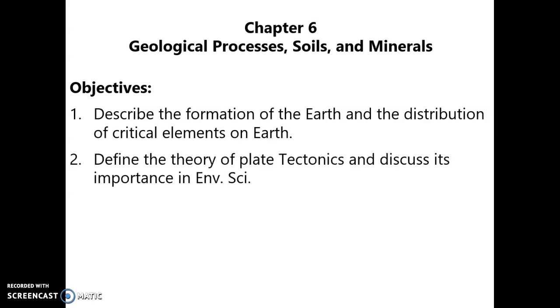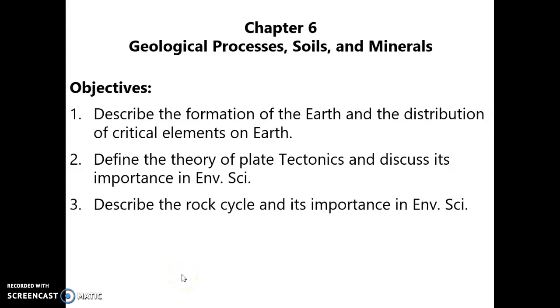ramifications. The second objective: define the theory of plate tectonics and discuss its importance in environmental science. The theory of plate tectonics holds that the surface of the Earth, the solid outermost portion of the Earth, is divided into plates which are in constant motion. And that motion has various effects such as volcanoes and earthquakes.